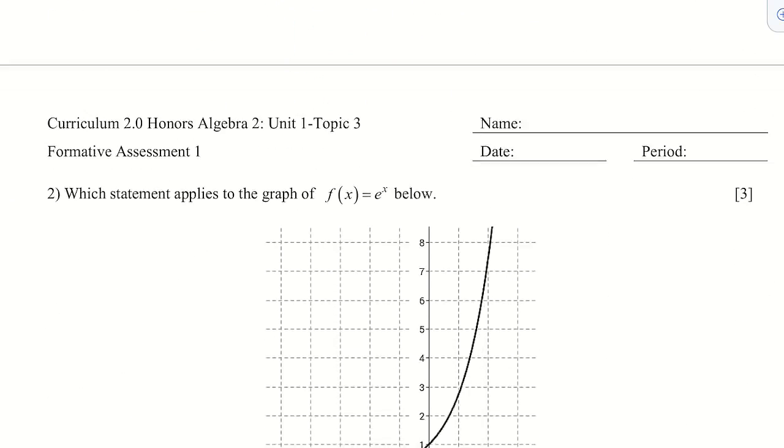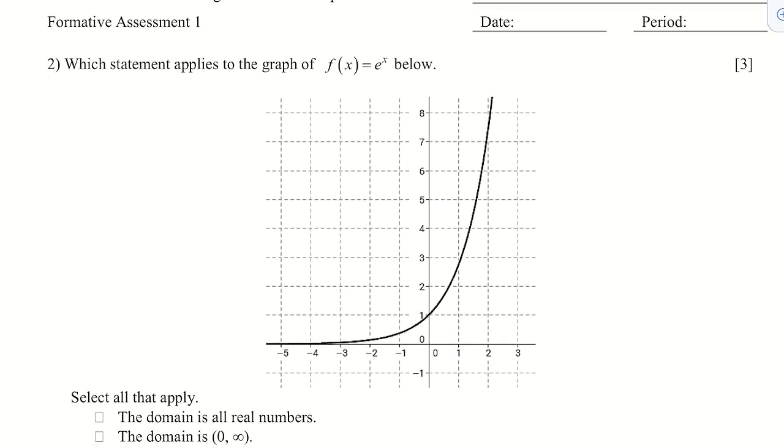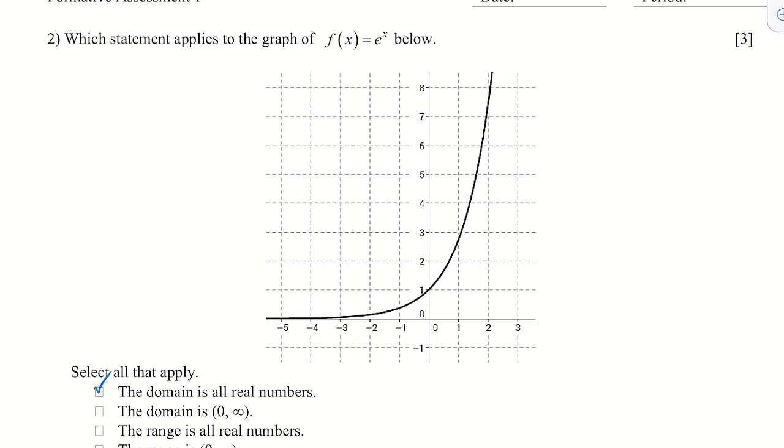Okay, so moving on. Here's the e to the x graph, right? This is, in a sense, our normal parent exponential function. So the domain is all real numbers. The domain is from 0 to infinity. No, that's not true. The range is all real numbers. Nope. The range actually is going to be from 0 to infinity, because we're starting at the y value right here, and then it's going up. It also has a horizontal asymptote at y is equal to 0. Those are the characteristics of the graph.